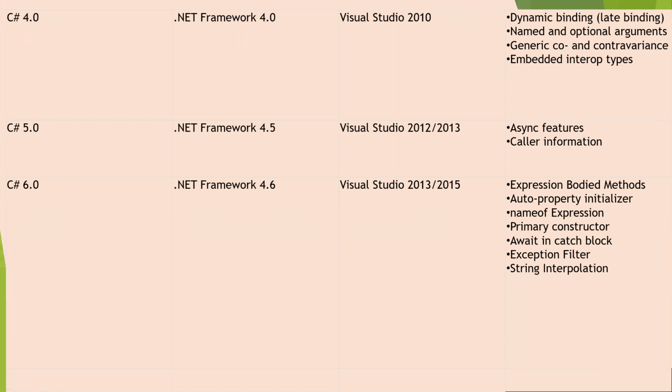So these are the features in 5.0. And coming to the next version, which is 6.0. This is the 4.6 framework. It was released in 2015. It has expression bodied methods, auto property initializers, and nameof expressions.